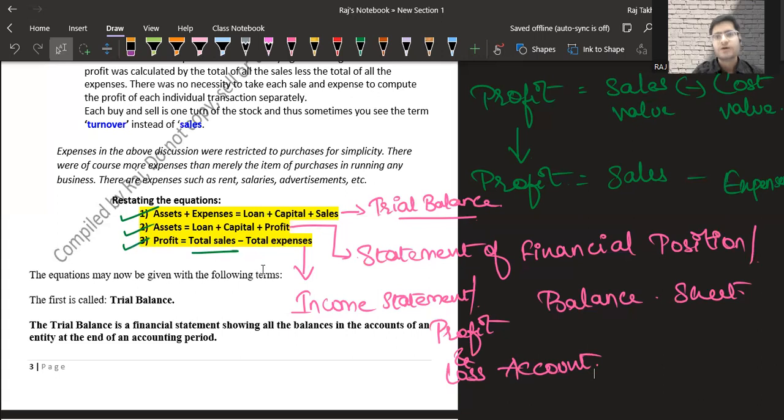Okay, so this much was the theory part of this topic. Now we'll look at some examples in our next session, and in the next session we'll start solving some practical questions on the term accounting equation.